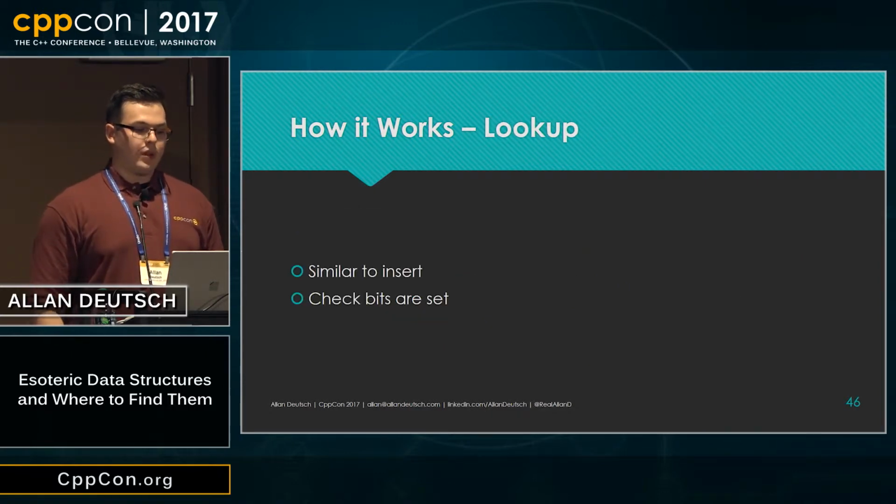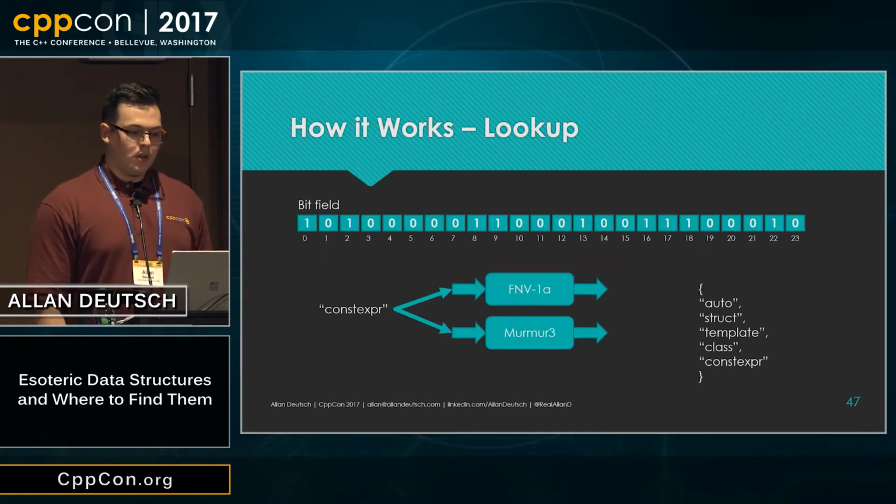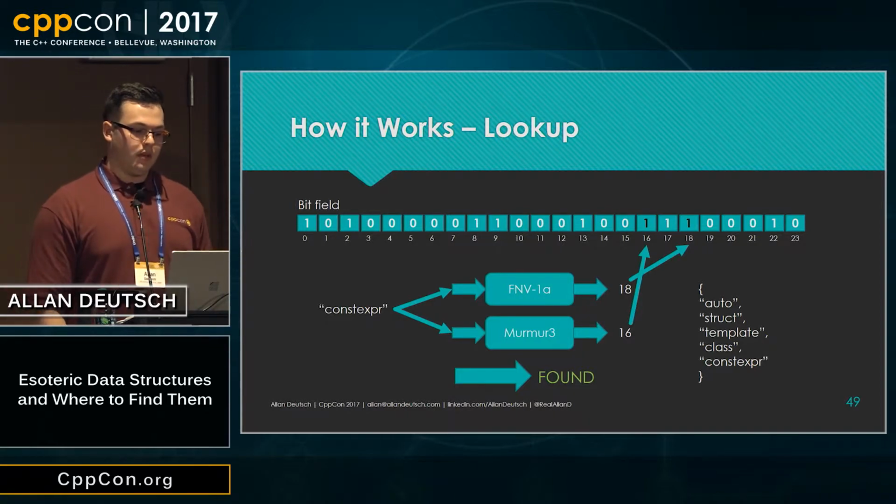And so the way that lookups work is that they're similar to insert. You also take it and run it through the hash functions, but rather than setting bits, you check that the bits are set. So let's say we want to look up constexpr, which is one that's in there. We get our bits and we check them, and both of them were set to 1, so they're found. And that means that it's probably in the Bloom filter. It was probably inserted at some time, but again, we're not 100% sure, but in this case, it happens to be true.